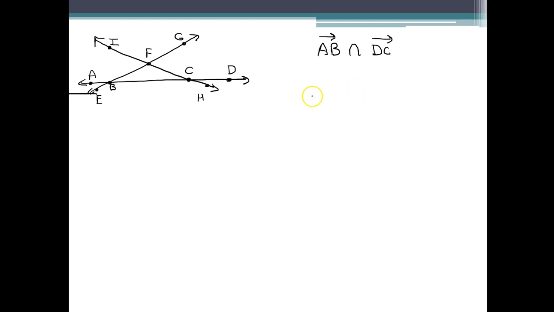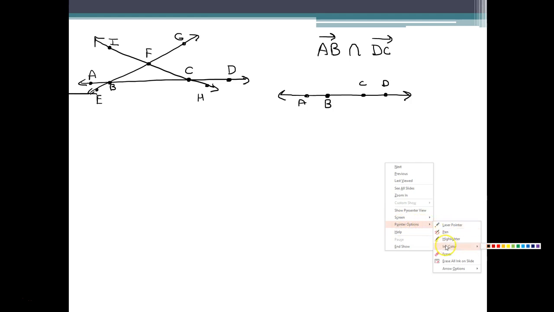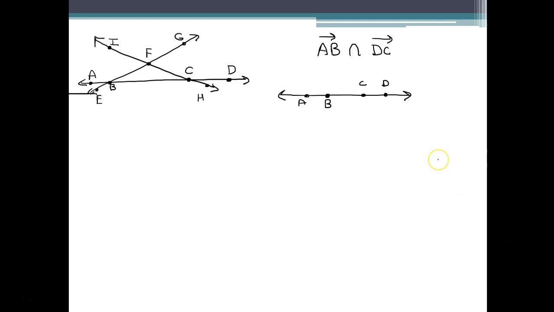Okay, so you've got ray AB. In other words, you're starting at A, going through B, and then going on to infinity. You're seeing about the intersection with ray DC. Well, ray DC starts with D, goes through C, and then goes to infinity. So you're trying to see where the intersection of those is. It might help to have a different color in there. So let's do ray DC in a different color here.